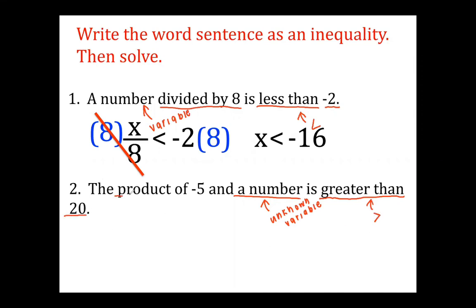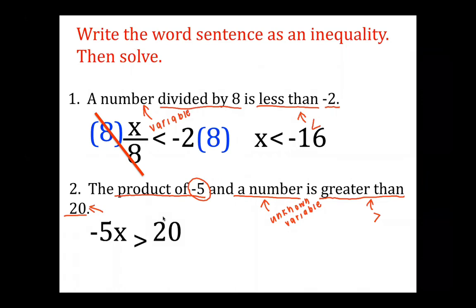For the first part, we know that it's going to be the product of -5 and our unknown variable. Once again, I'll use the variable x. So the product of -5 and our unknown variable would just be -5x. And then we have our inequality symbol, which is greater than. And then lastly, what our inequality is set to, which is 20.